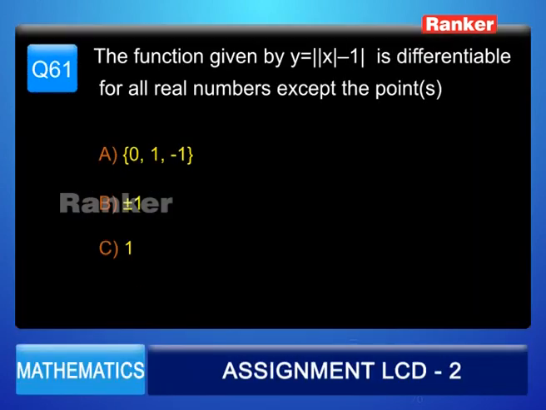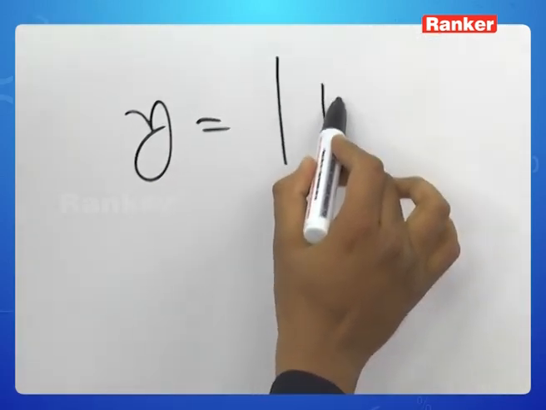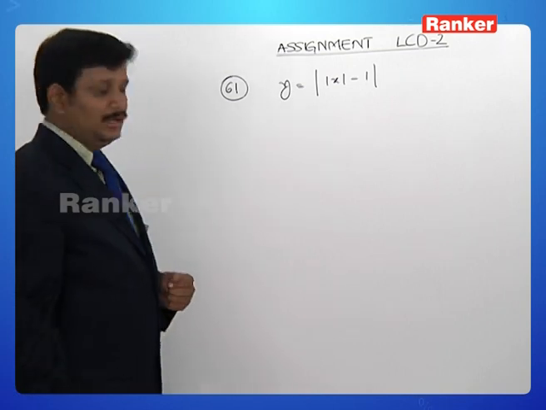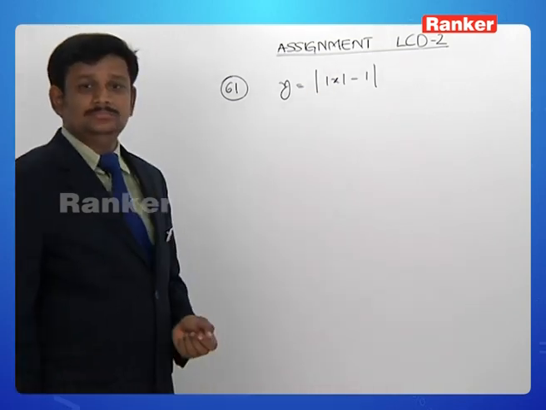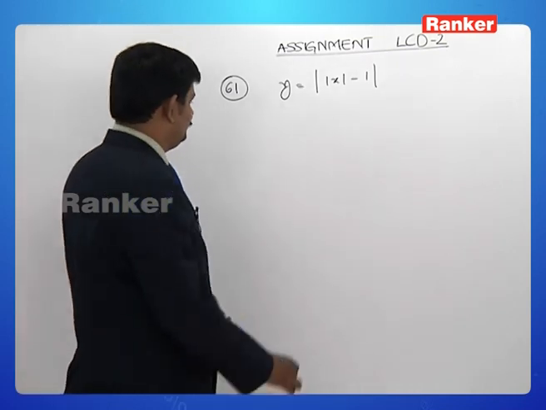Next question. The function given by y is equal to mod of mod x minus 1 is differentiable for all real numbers except: option A 0, 1, minus 1; option B plus or minus 1; option C 1; option D minus 1. For this question, let us plot the graph of this function.